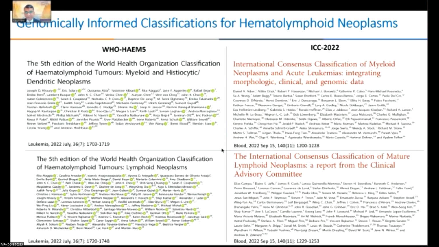So what is better than one classification? I guess two is better than one classification, and that's what we are seeing here. On the left-hand side, we have examples of the fifth edition of the WHO classification. On top is the myeloid, and at the bottom is the lymphoid version. On the right-hand side, we are seeing a classification system that's proposed by the Clinical Advisory Committee of the WHO group, which now goes by the name of International Consensus Classification 2022.